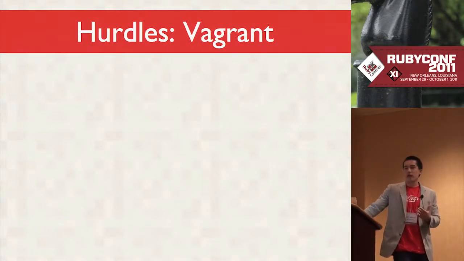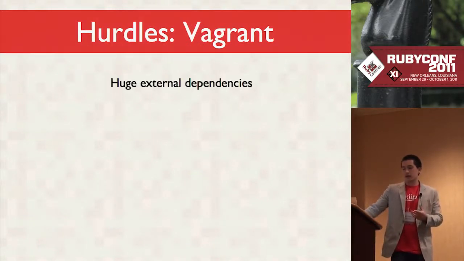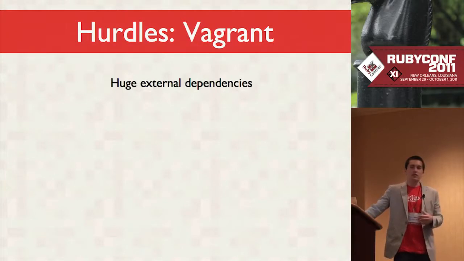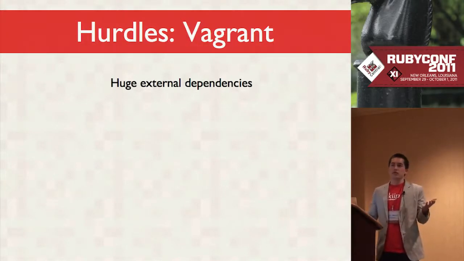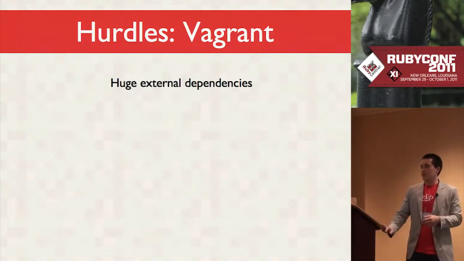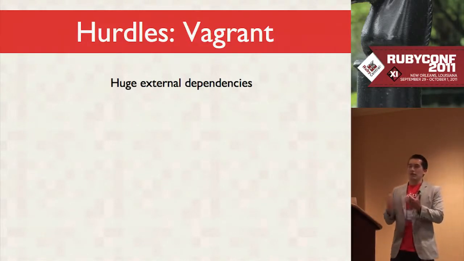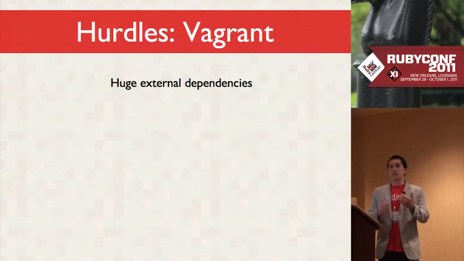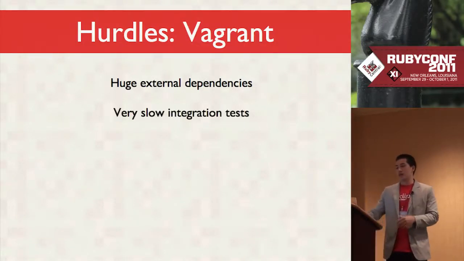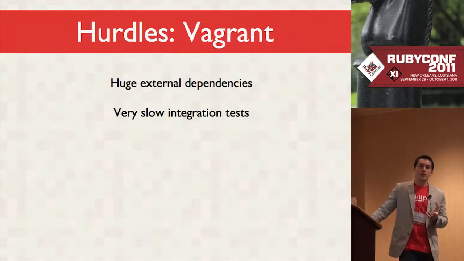Some hurdles that I have with Vagrant is it has huge external dependencies. It uses VirtualBox as its virtualization layer currently. And if my communication with VirtualBox breaks down, then the whole project doesn't work. So I need to be able to test that. Unit tests aren't enough for me. But the integration tests are extremely slow.